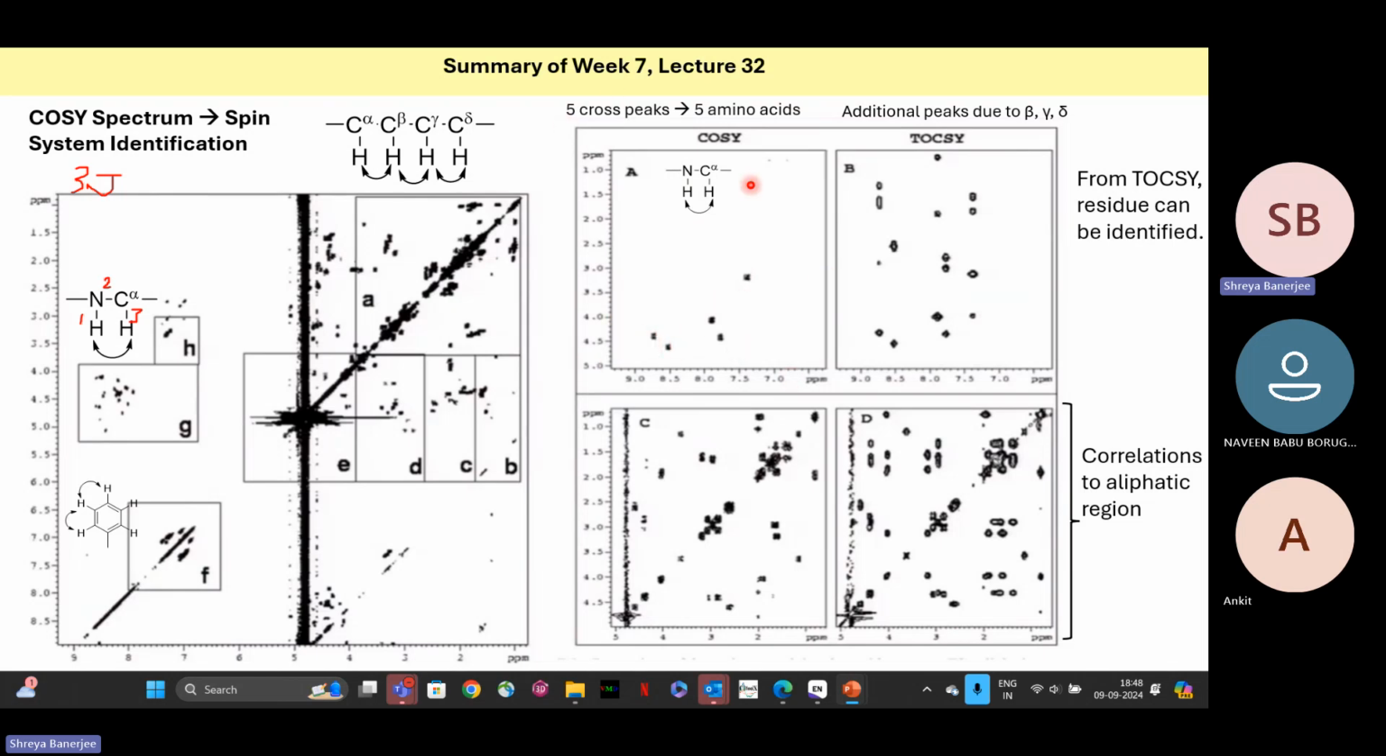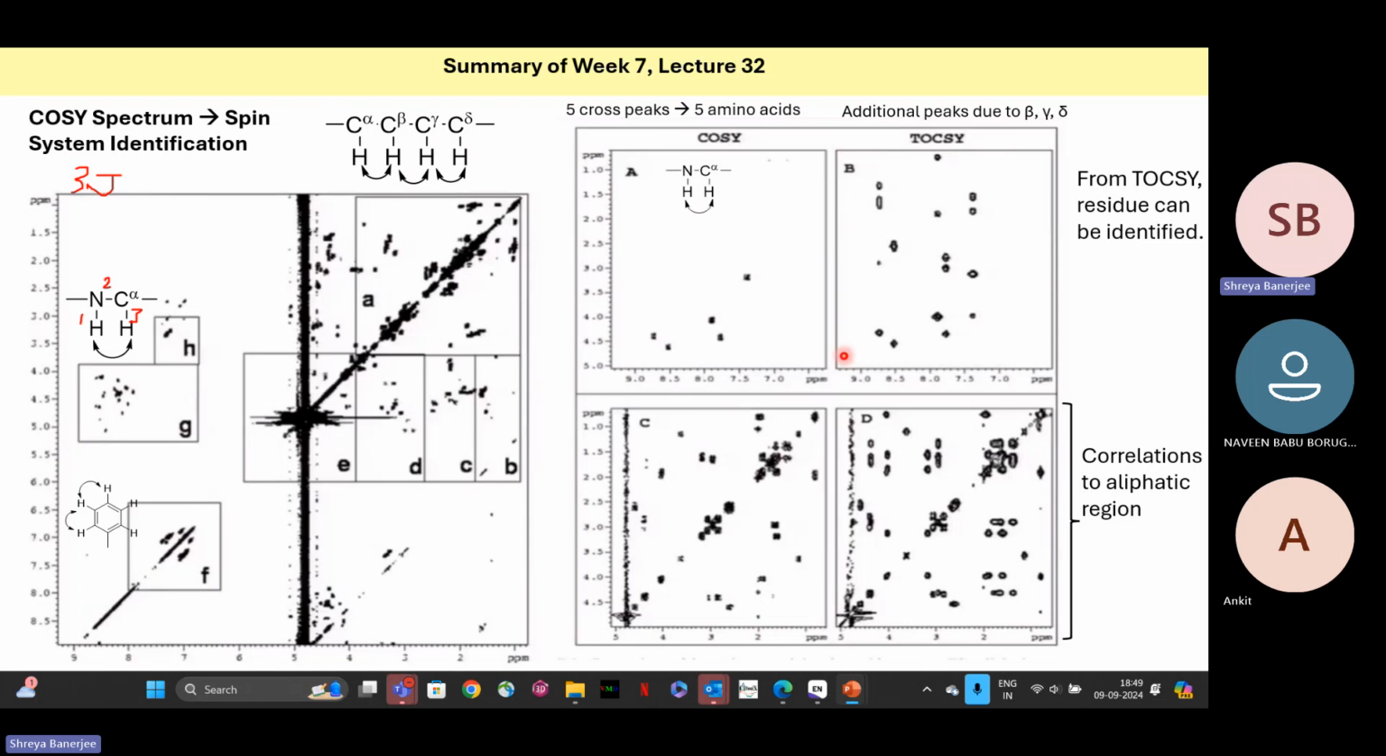So if you look at this region of the COSY spectra, what is shown here is an expansion of this part. The number of peaks that you see in this region is the number of amino acids in your peptide chain. So you have 5 peaks here. That means the peptide chain has 5 amino acids.